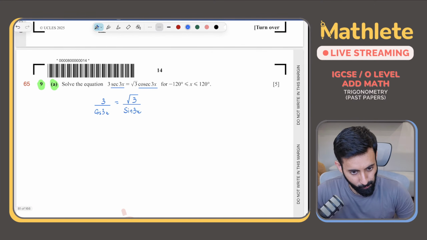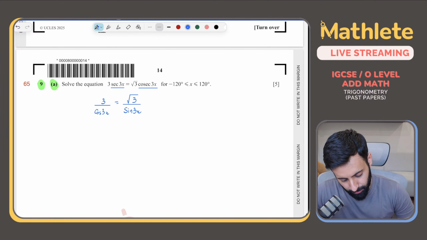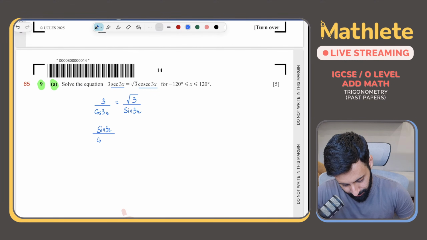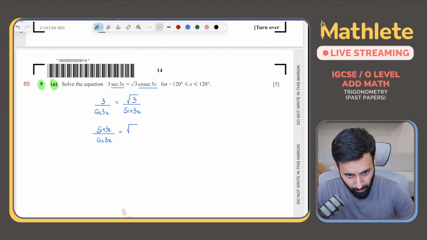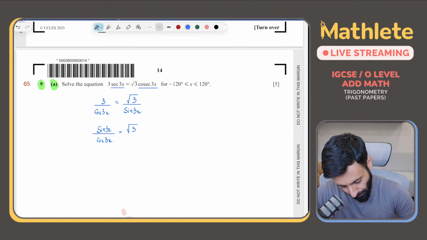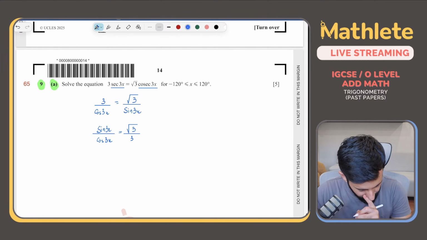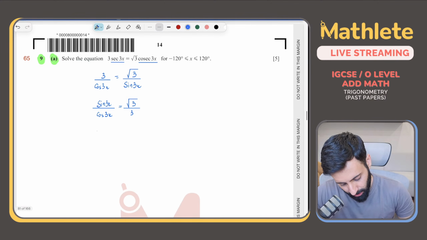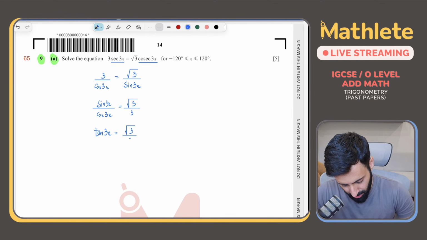Okay, now, so this now becomes sine 3x upon cos 3x, which is equal to under root 3 upon 3. See? So sine 3x upon cos 3x is equals to what? Is equals to tan 3x. So tan 3x is equals to under root 3 upon 3. Make sure that your calculator is in degree mode for this one.